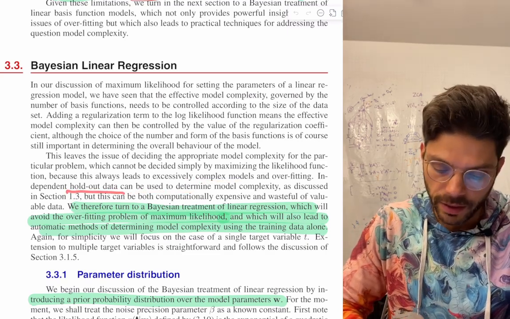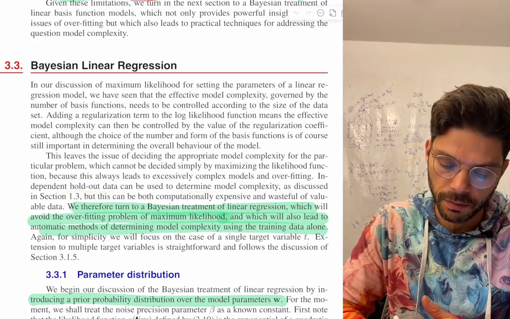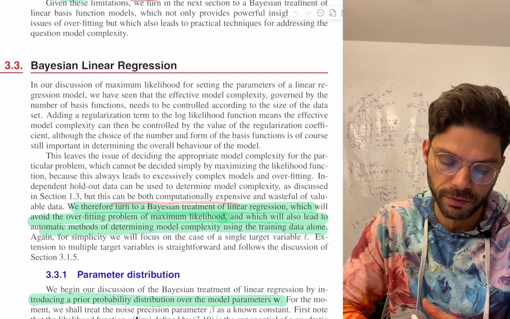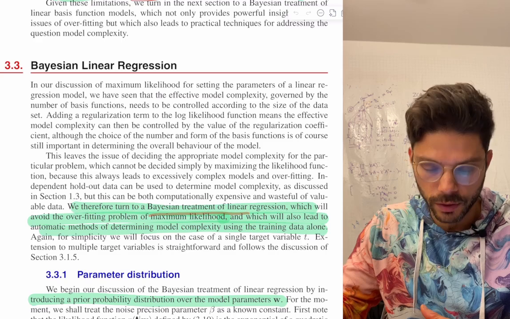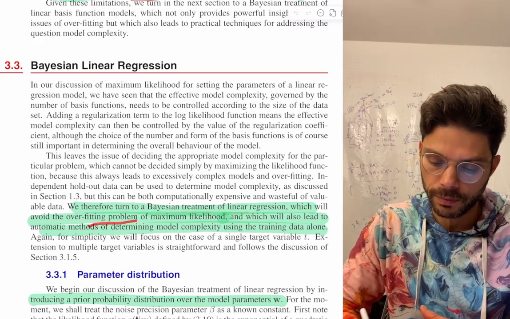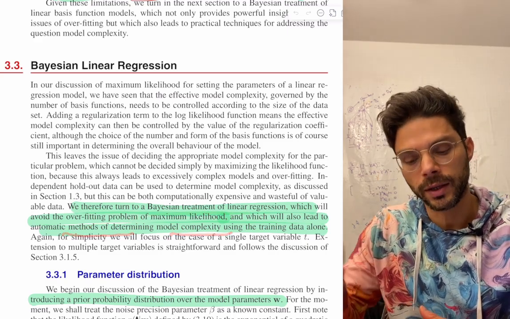Independent holdout data can be used to determine model complexity, so kind of doing cross-validation, things like that, but this can be both computationally expensive and wasteful of valuable data. So now we're going to turn to a Bayesian treatment of linear regression, which is going to avoid the overfitting problem, and which will also lead to automatic methods of determining model complexity using training data alone.